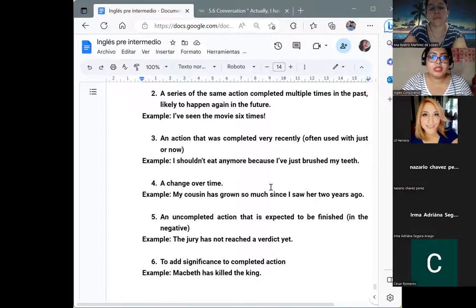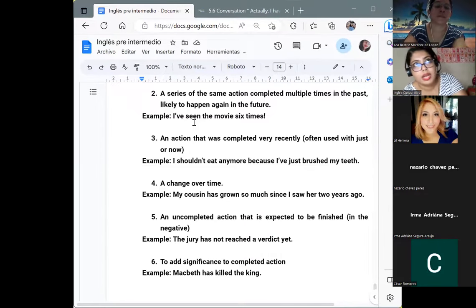That is esta, la número dos. A series of the same action completed multiple times in the past, likely to happen again in the future. En esa, sí han pasado situaciones que se han completado en el pasado, pero la diferencia es que puede volver a suceder. O sea, no se ha terminado por completo, sino que puede volver a suceder.